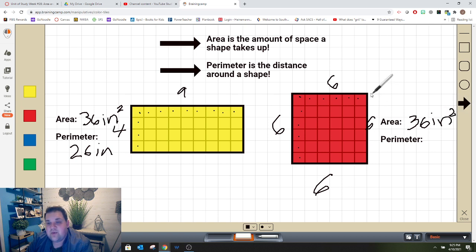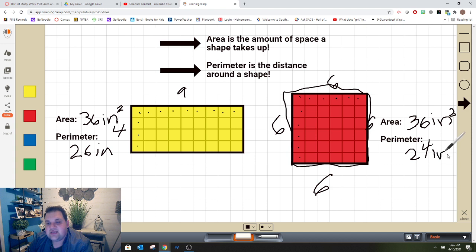Then for the perimeter, I want to know how many inches it would take to get all the way around the outside of the square. So to get from here to here, that's 6. And then here to here, 6 more, which is 12. And what do you think the perimeter is now? Enter that into Play Pause it. All right, 6 more would be 18, and 6 more would take us to 24. So the perimeter is 24 inches.